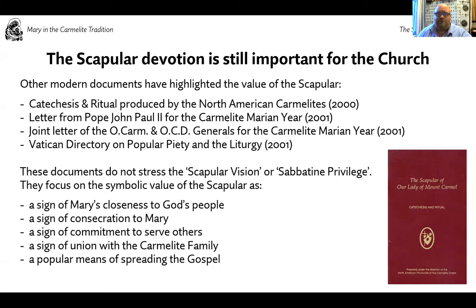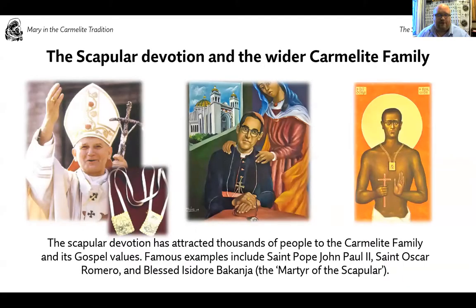Those modern documents don't talk about a scapular vision or the Sabbatine privilege. They focus on these symbolic values, a sign of Mary's closeness to God's people. The scapular is a sign of consecration to Mary, a sign of commitment to serve others, a sign of union with the Carmelite family, and a popular means of spreading the gospel. We know that the scapular devotion has attracted thousands of people to the Carmelite family and its gospel values. Famous examples include St. John Paul II, we've got his scapular here, Oscar Romero, this is a painting at the Carmelite Curia in Rome of him with his scapular, and Blessed Isidore Bakanja, the martyr of the scapular.